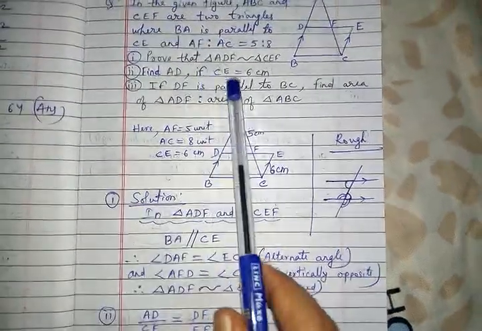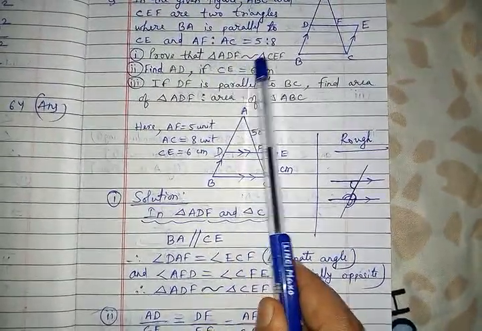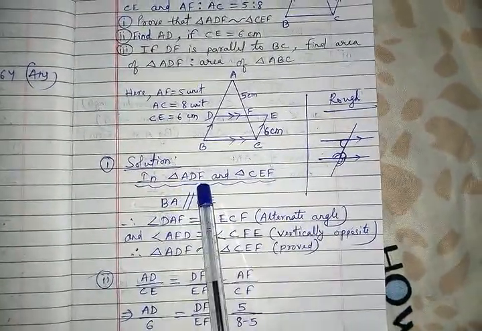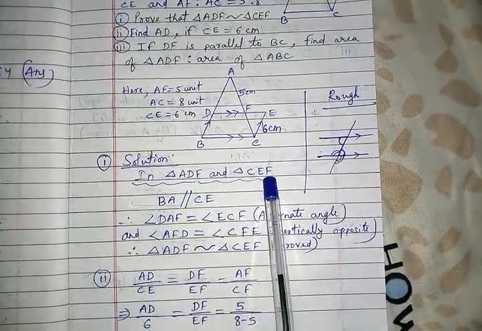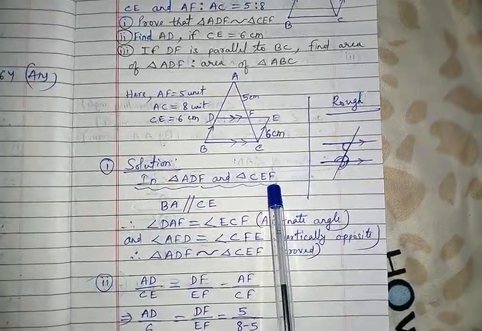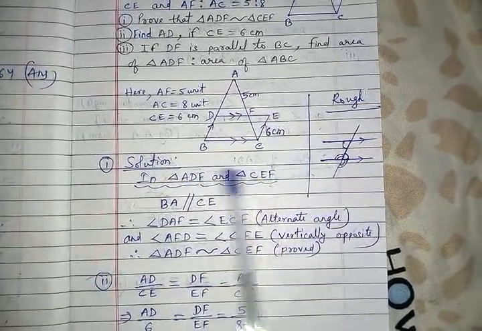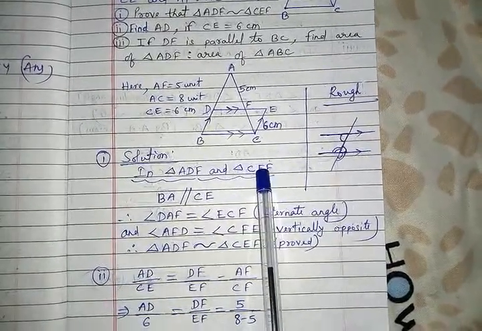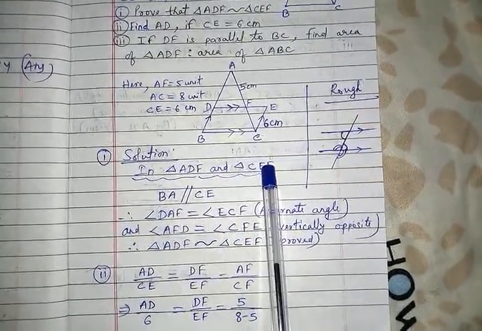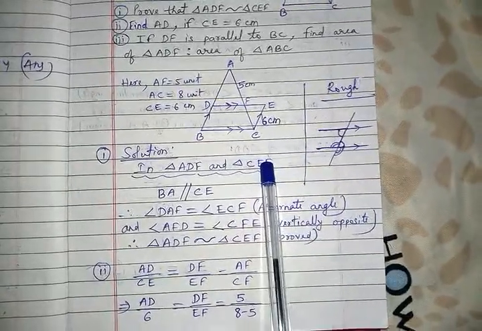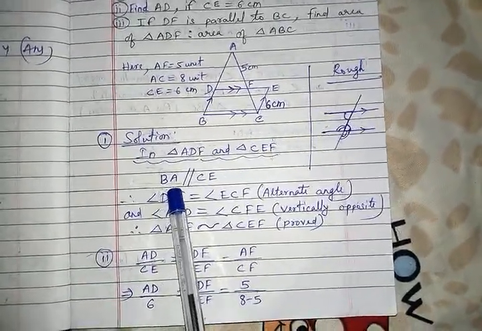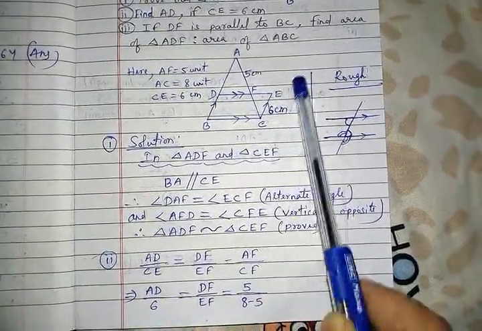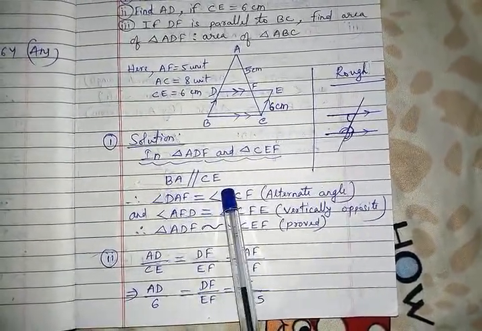So number 1 question is to prove triangle ADF is similar to CEF. Both triangles, I write the heading here, triangle ADF and triangle CEF, and let us now try to prove that they are similar. To prove that they are similar, we have to prove that in these two triangles any two pairs of angles are equal. If we prove that, then they are similar. Let us start. In these two triangles, BA is parallel to CE. We all know it is given in the question.